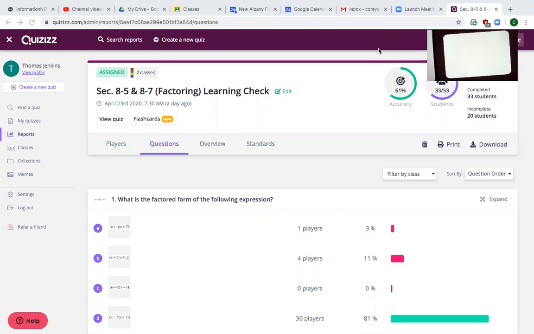Just wanted to highlight a few of the problems that you guys struggled the most with on the learning check. Thanks to all who did that. You should have gotten 1 or 2 bonus points for participating, depending on how well you did. So again, thanks, and we'll go over those frequently missed questions.